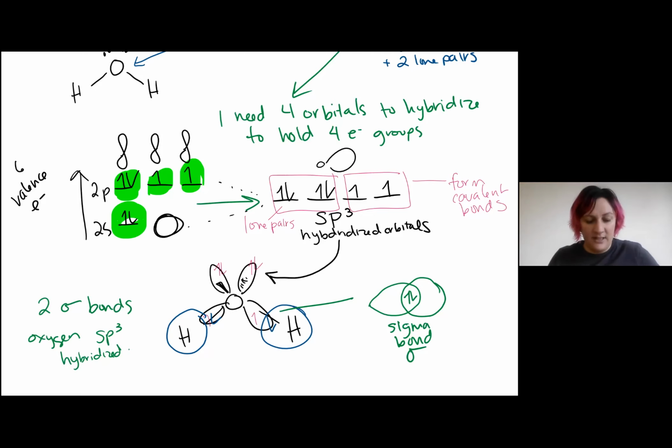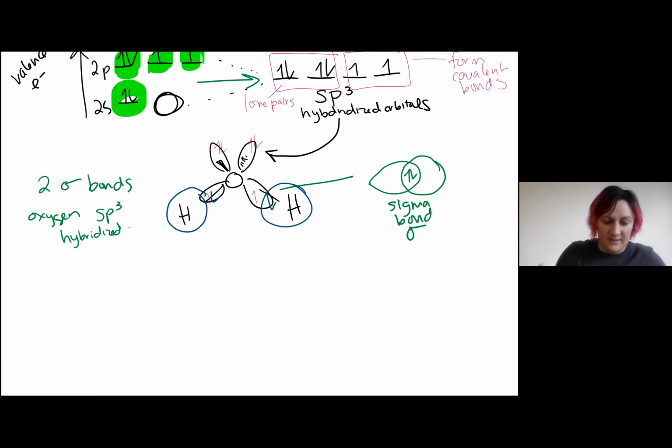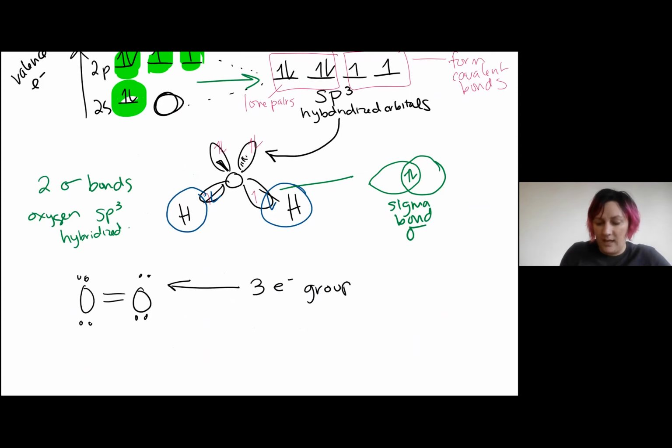And then if we have a double bond, and I'm going to skip a lot of what we just did here just to talk about something with a double bond. So let's just look at O2. So we've got oxygen like this. In this case, I can see that I have 3 electron groups. I have 2 lone pairs, and I have 1 bonded atom.